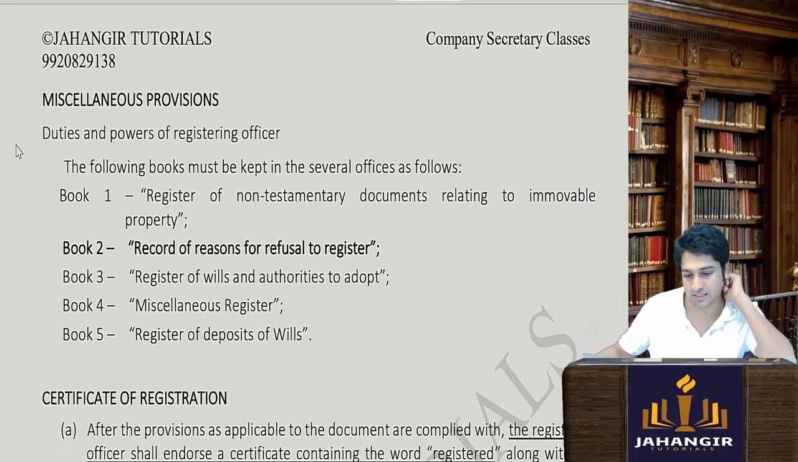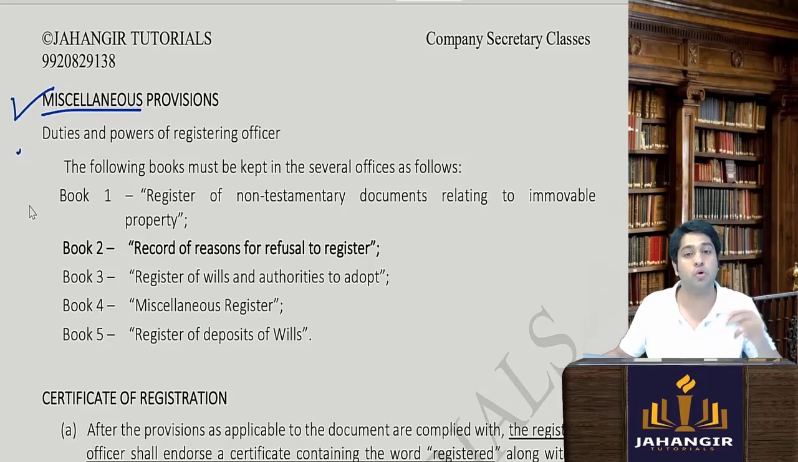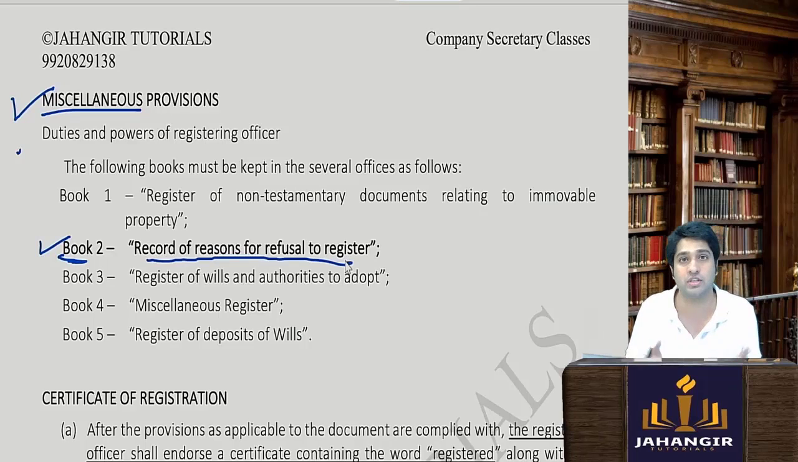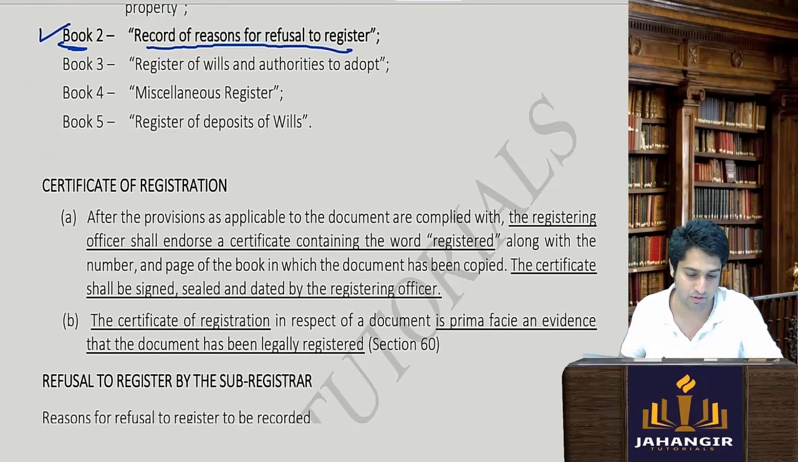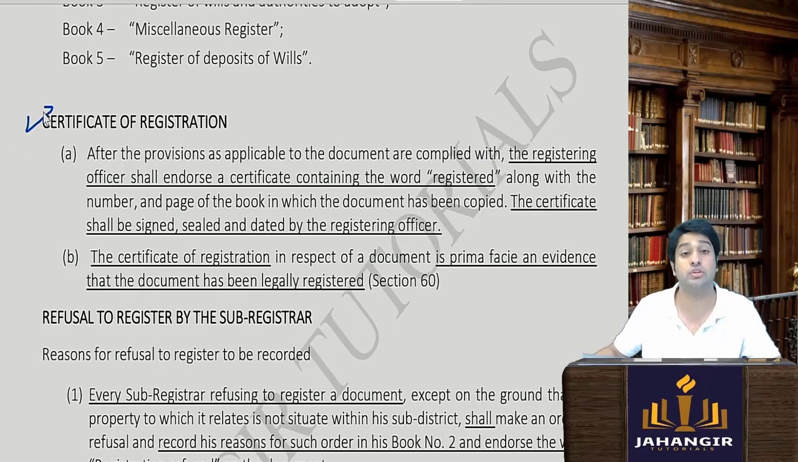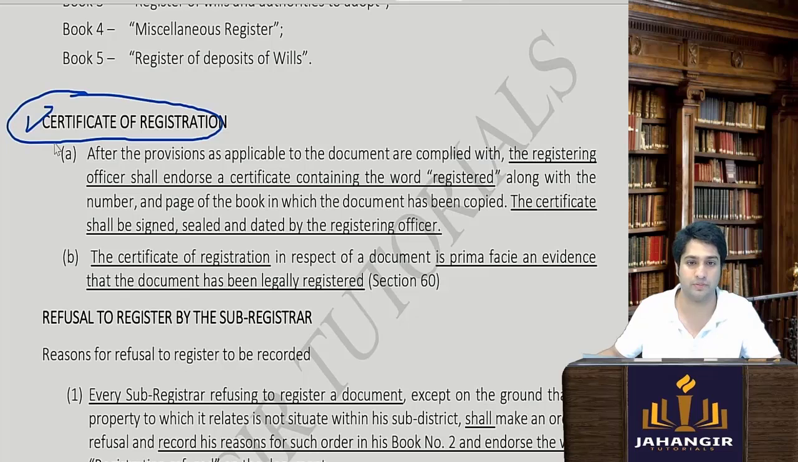Now coming to miscellaneous provisions, a book is maintained, किसका registration किया है, किसका registration नहीं किया है, किसका refuse कर दिया. Book 2 records the reasons for refusal to register. So if a person has been refused registration, it will contain the reasons for refusal. जिसको दे दिया, a certificate of registration will be issued, containing the word registered.